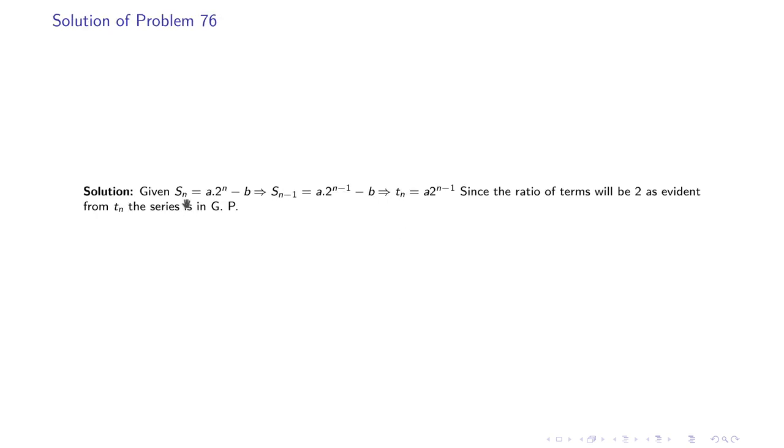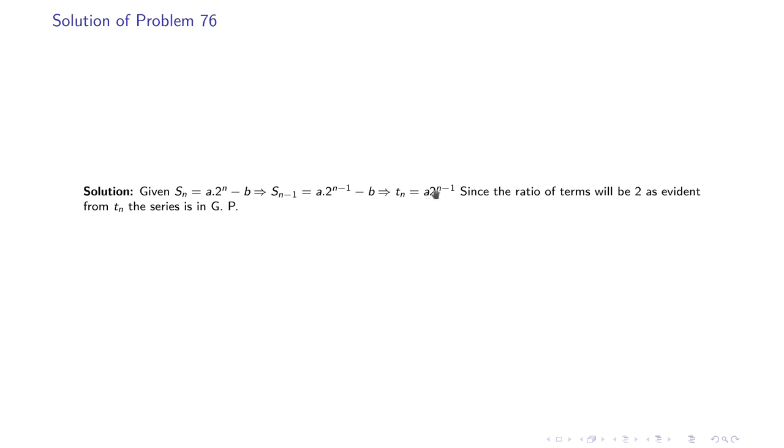So we are given Sn as a·2^n - b. So S_(n-1) would be a·2^(n-1) - b. So the nth term would be Sn minus S_(n-1), which is nothing but a·2^(n-1). Now we see that our Tn is this.